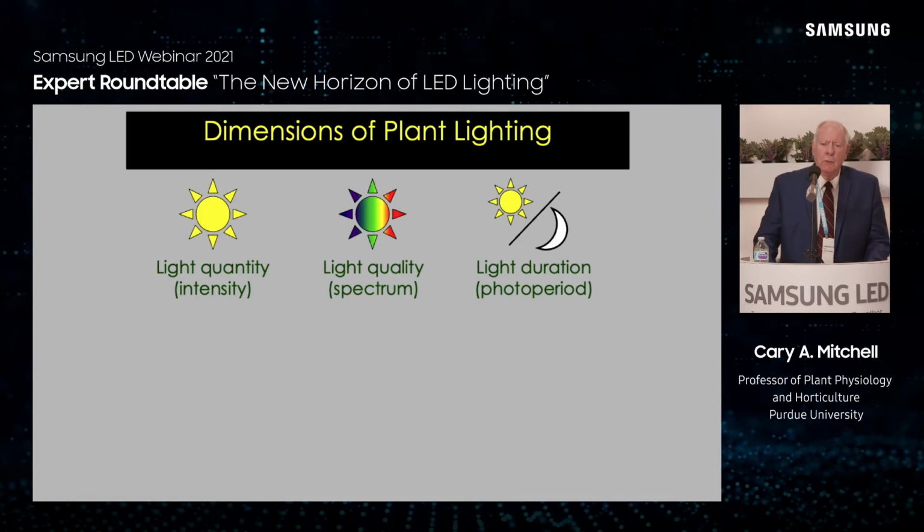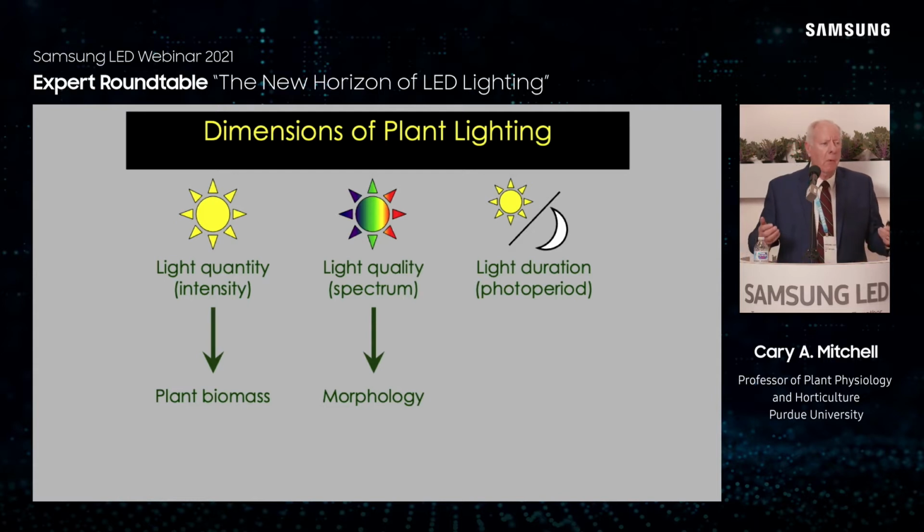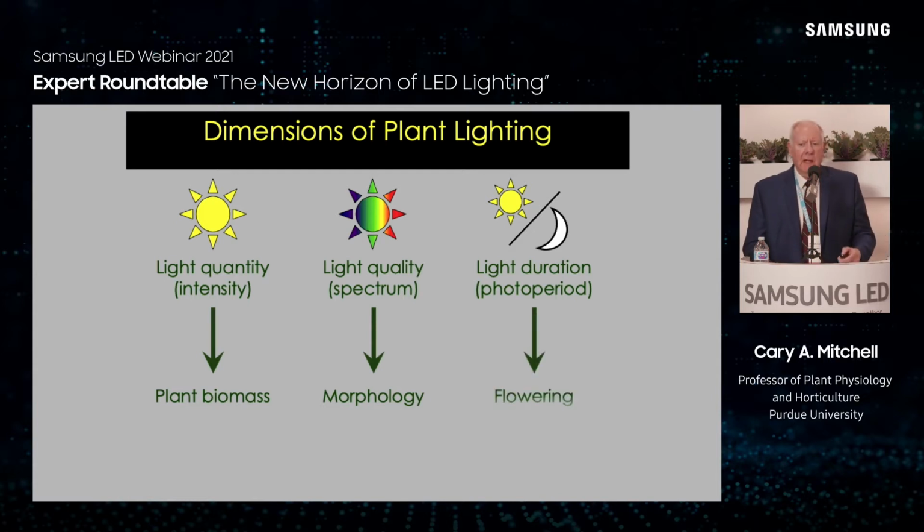Now, just to review the dimensions of plant lighting, the light quantity or intensity is what is responsible for the increase in plant biomass during growth. The light spectrum or quality is what controls the development or the morphology of the plants. And the duration of the light in a given day, or the photoperiod, controls many aspects of development. One example would be flowering.